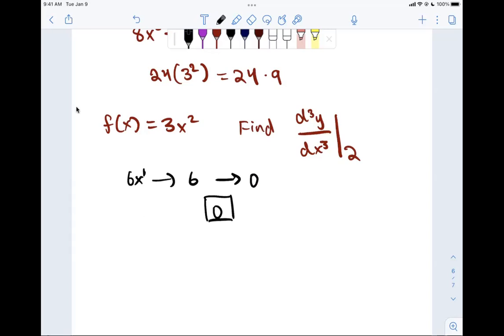And that's in general true if you have a polynomial and you differentiate more times than its degree. You're always going to get 0 because you always decrease the degree by 1 every time you differentiate.